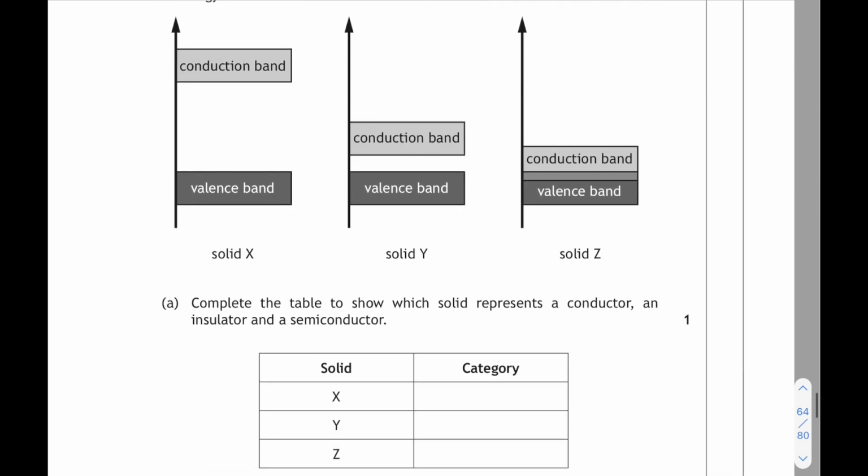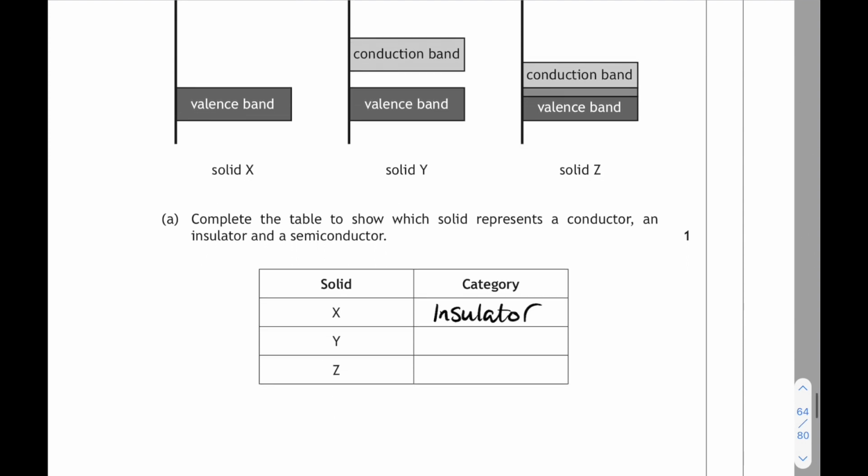Now you should know that an insulator has got a large band gap between the valence and the conduction band. Semiconductors have a small gap between the 2 bands, and the valence band and the conduction band are overlapping in conductors, so that there's always free electrons in the conduction band. So, solid X is our insulator, solid Y with a small band gap must be our semiconductor, and solid Z with the overlapping bands is our conductor.